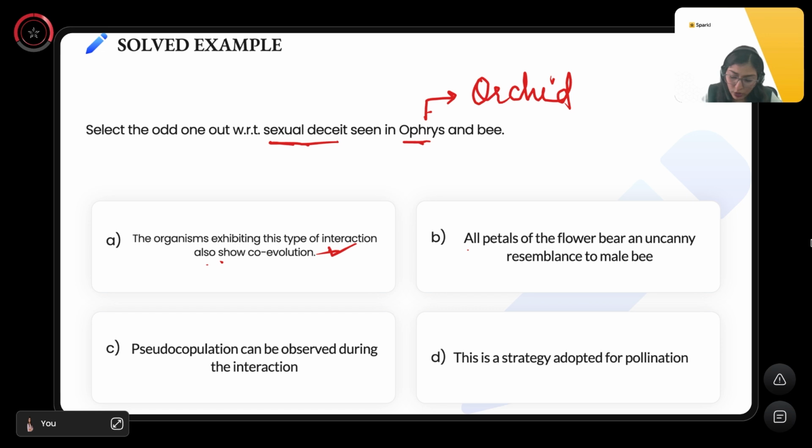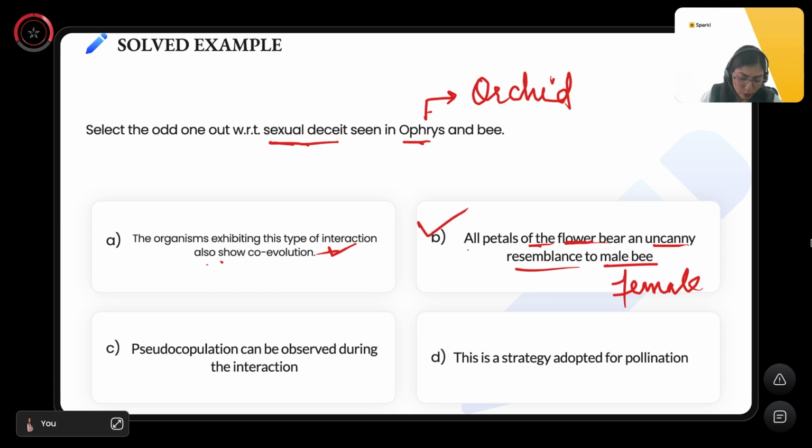Look at the B option. All petals of the flower bear an uncanny resemblance to the male bee. पहली बात तो बेटा सारे पेटल्स नहीं रिजेंबल करते, only one of the petals resembles the female bee and not the male bee. सो यहाँ पे B स्टेटमेंट जो है वो हमारा ऑड वन आउट हो जाता है.